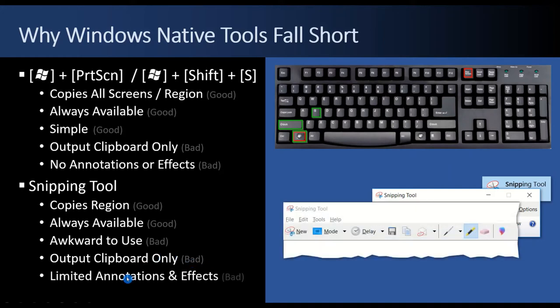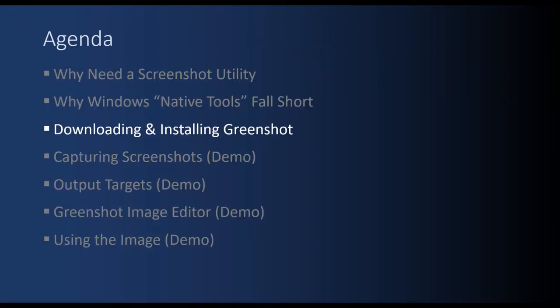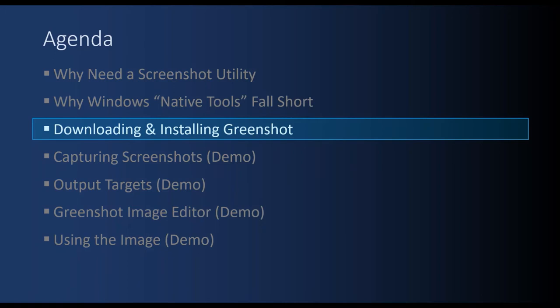And finally, it's got limited annotations and effects. Unlike this option up here, which has nothing, zero, zip, annotations or effects, this one has a few, some paintbrushes and pens, but they're kind of awkward to use. And that's why the Windows native tools fall short and why using something free like Greenshot is a good option. Next, we'll discuss downloading and installing Greenshot.